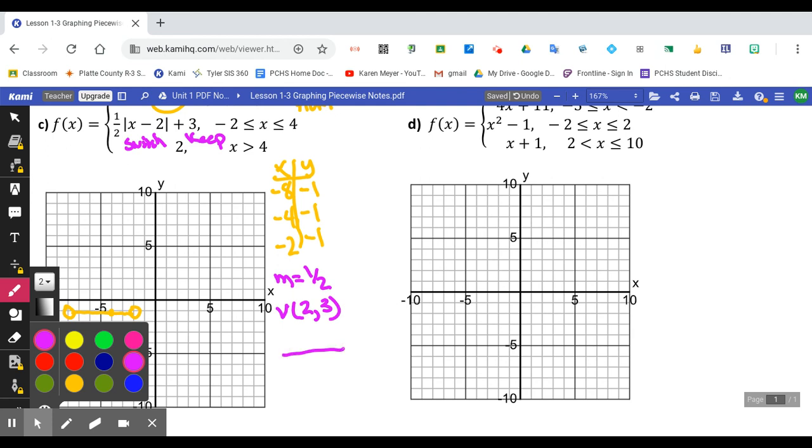If you want to make a t-table, then you can make a t-table, x, y. We're going to start at -2, and we're going to go to 4. So I'm just going to pick some numbers in between. So how about 0 and 4? Now your t-table can be as big as you want it to be. You could put -2, -1, 0, 1, 2, 3, 4, or you could just put a few of them down. But remember, the absolute value one has to be a V shape. So we need to see enough to make sure that we can get the V shape in there.